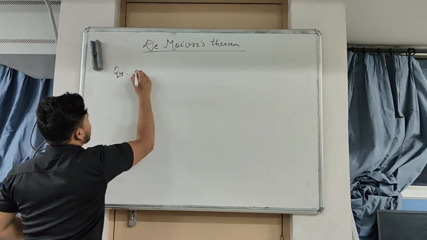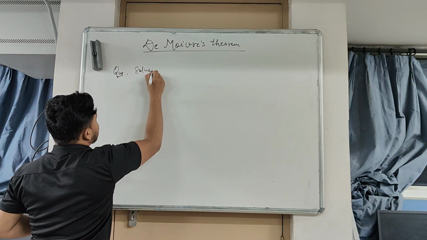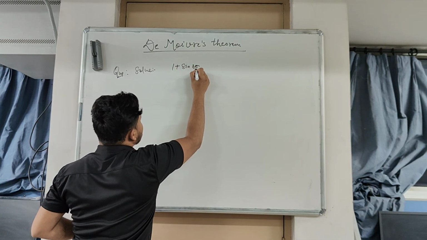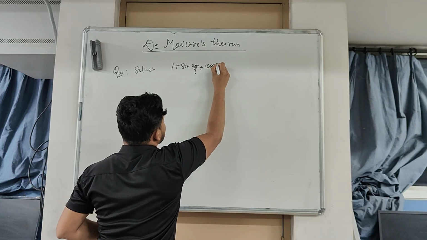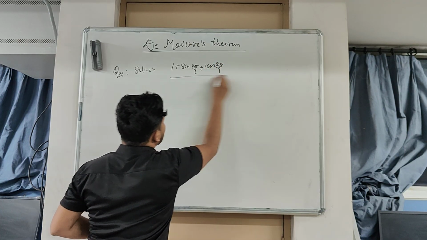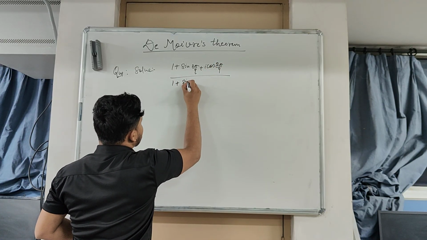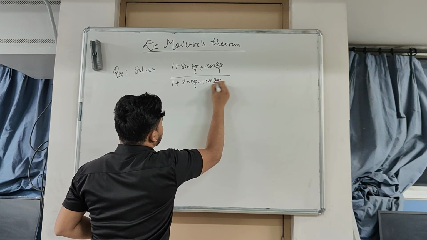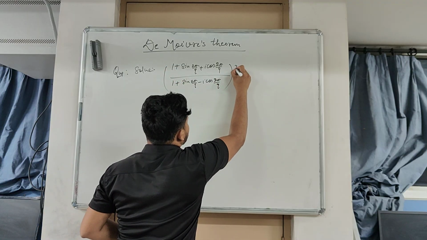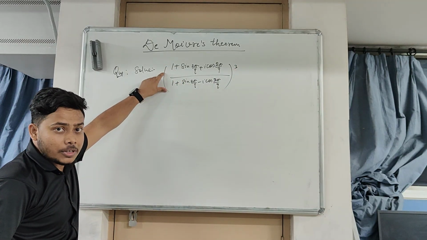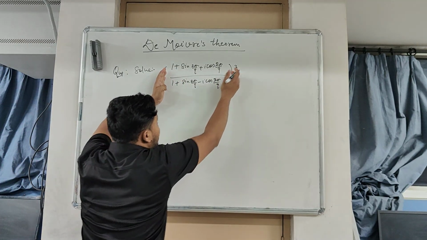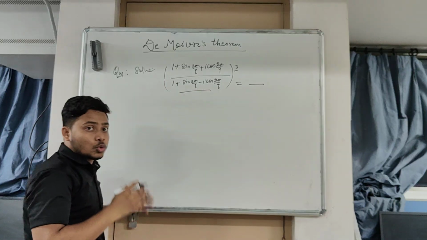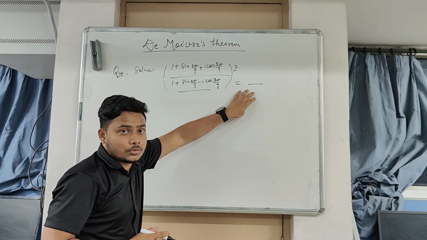Question. Solve (1 plus sine 2 pi by 9 plus iota cos 2 pi by 9) divided by (1 plus sine 2 pi by 9 minus iota cos 2 pi by 9), whole cube. See, this is a complex number and we are taking an integral power of the complex number. Then we get a unique value. So our aim is to find that value.